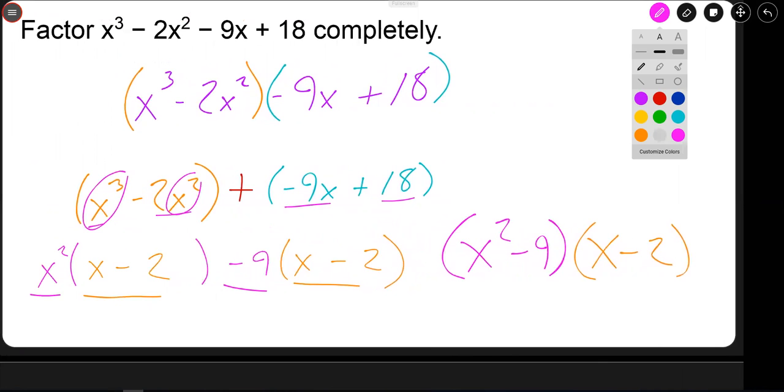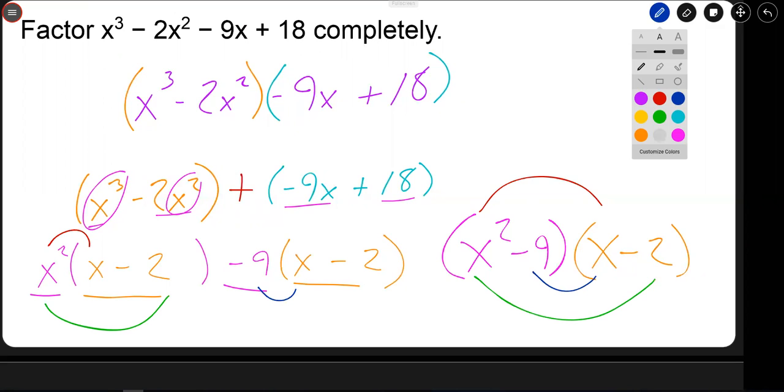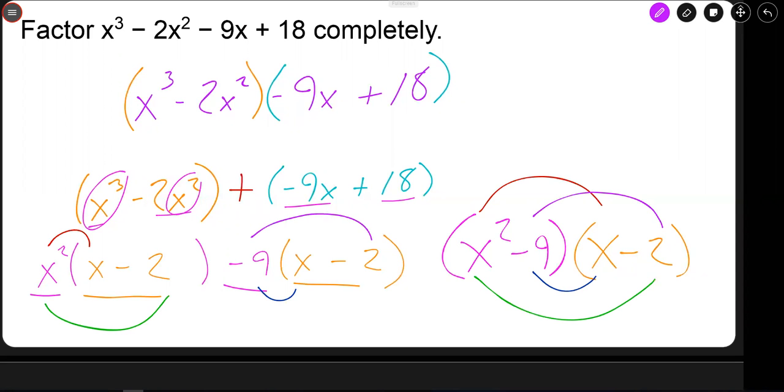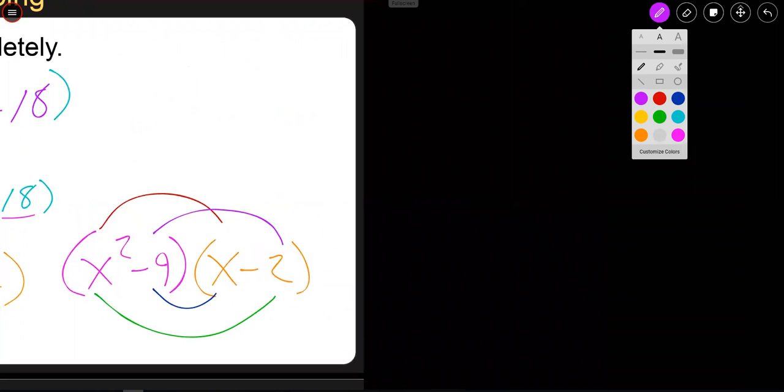Remember, this is the reverse FOIL method. X squared times x, that's my first. My outer, I don't think yellow is going to work. Outer would be x squared times negative 2. It's right there. Inner, negative 9 times x. That's going to be right there. And last is going to be negative 9 times negative 2, which is right there. So I've undone the FOIL method.